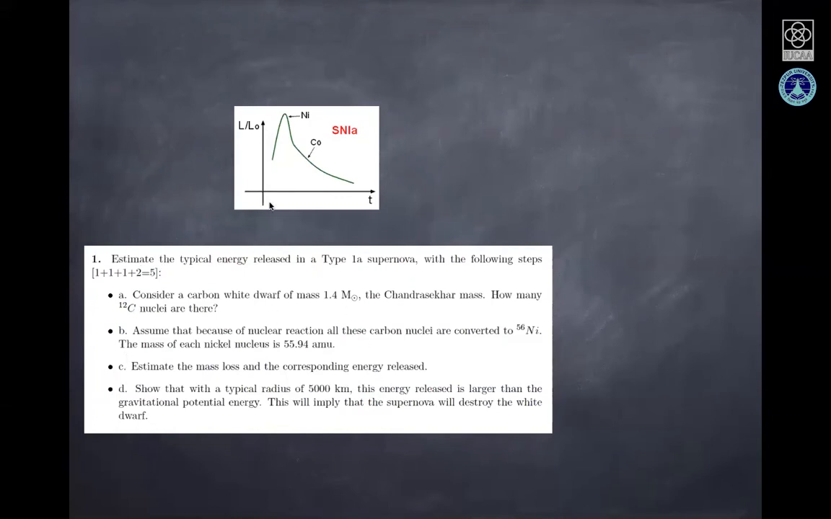Let's do one quick estimate kind of question. Let's try to estimate the total energy that is released in a type 1A supernova. It's going to be a very quick estimate without getting into too much detail, but it will give us an idea of the physical process that is involved. This is a question that I had posed in my class; it is one of the homework questions, so I thought I'll just post it here.